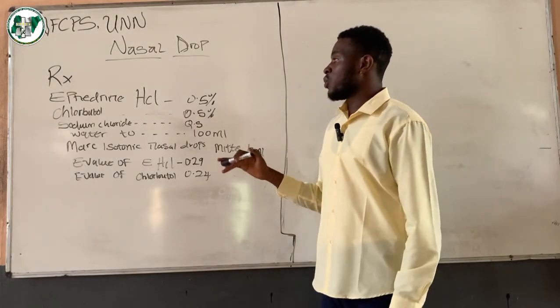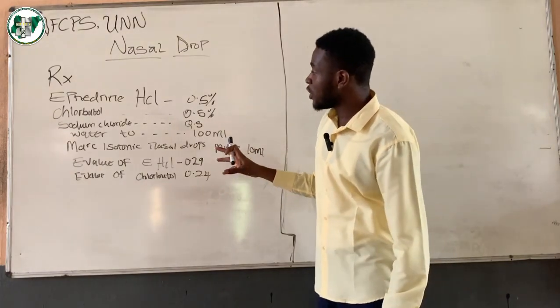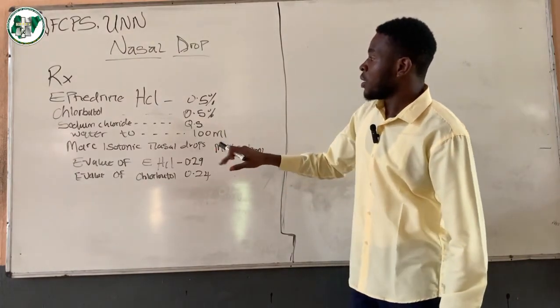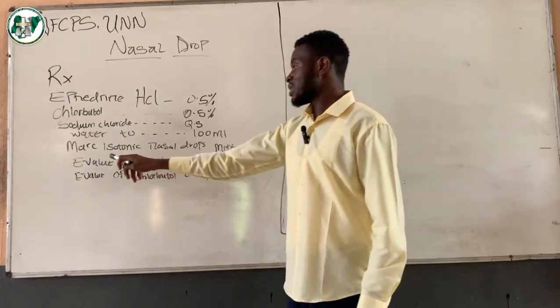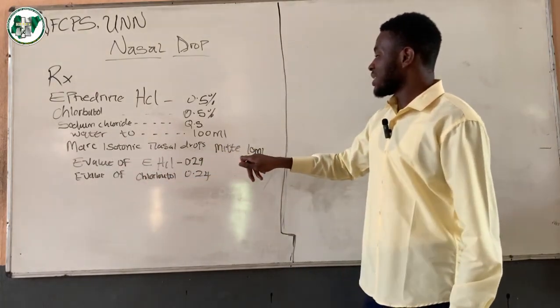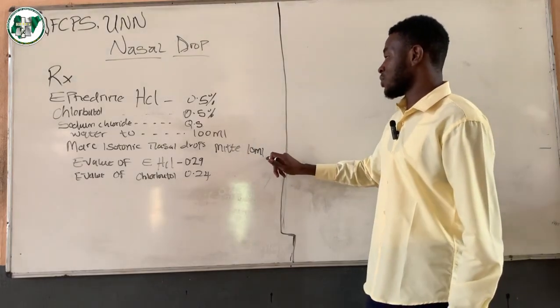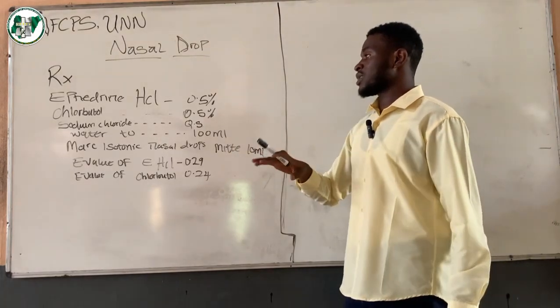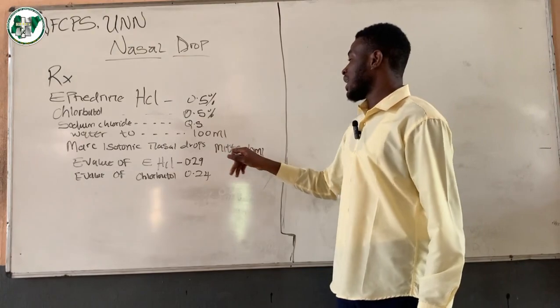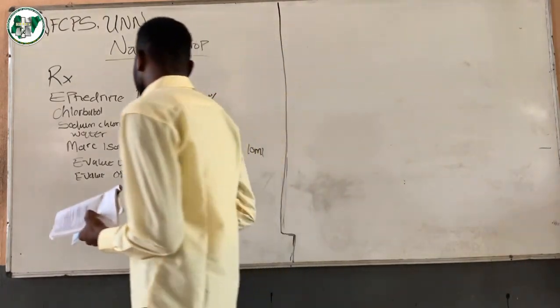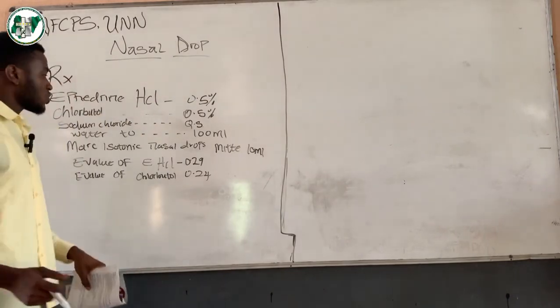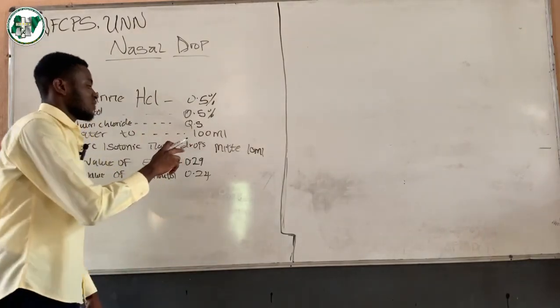And for liquid preparations, we must tare our bottle first. Now, for this preparation, it says make isotonic nasal drops. Send 10 ml. So before anything, you must tare your bottle at 10 ml, right? Okay. So let's start by calculating our amount of sodium chloride for this question.